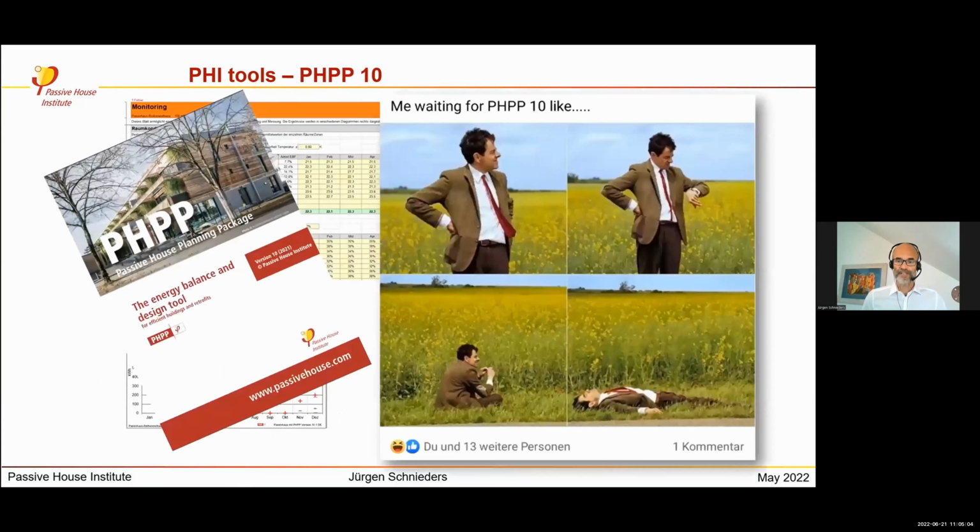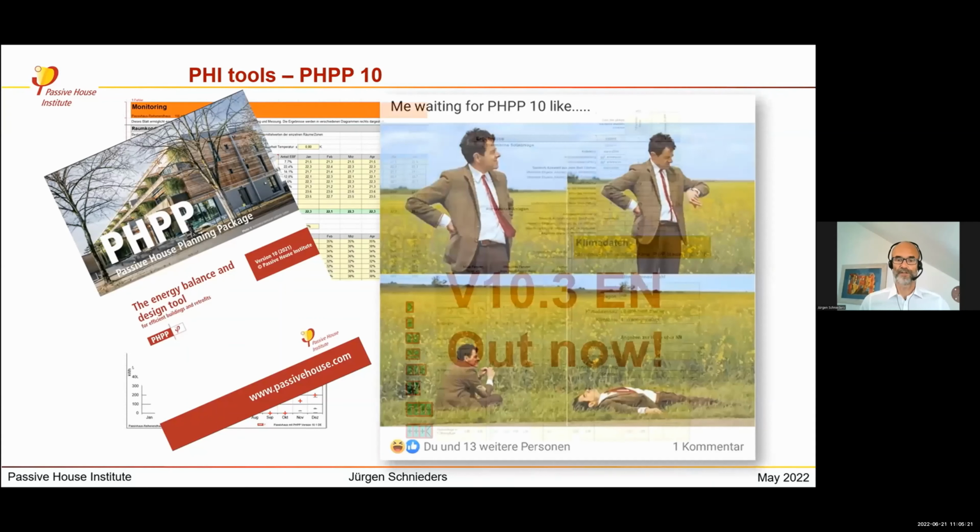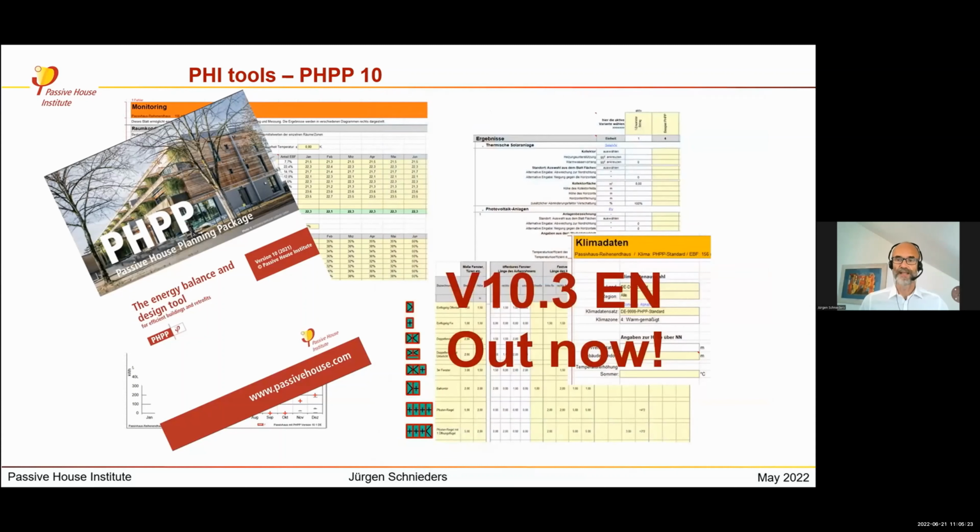But we changed a lot of other things, and that took some time, much more than we wanted to, much more than our partners and the users of the PHPP wanted to. But the good news is that the PHPP is not only available in German now, but we also have the English version out. And I would like to present to you what we have changed in the PHPP as compared to version 9.